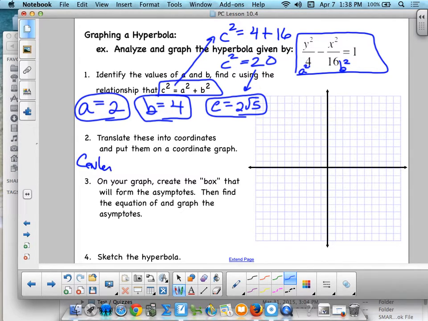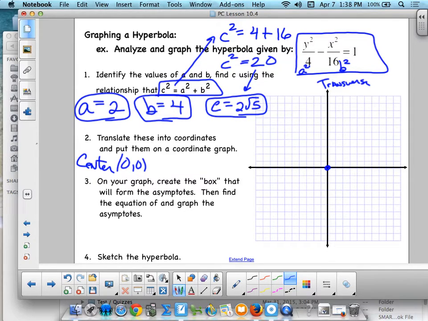Can anybody tell me the center of the hyperbola? 0, 0, because it's y squared, x squared. So 0, 0. Okay, got it. Here comes the toughest question of all. Is the transverse axis this way, horizontal or vertical? Why are you saying vertical? Y squared is first. If y squared is first, it's a vertical transverse. This is the transverse right here. It is vertical, 0, 0.